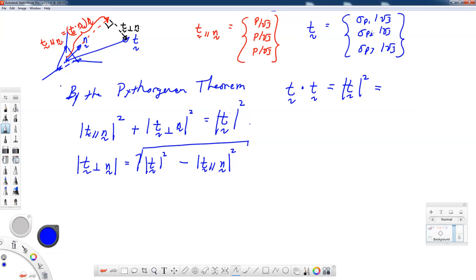We would have sigma p1 squared over 3, sigma p2 squared over 3, sigma p3 squared over 3. So let's see, sigma p1 squared over 3 plus sigma p2 squared over 3 plus sigma p3 squared over 3.